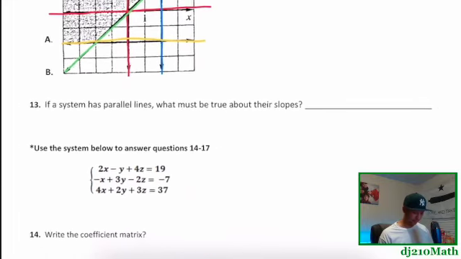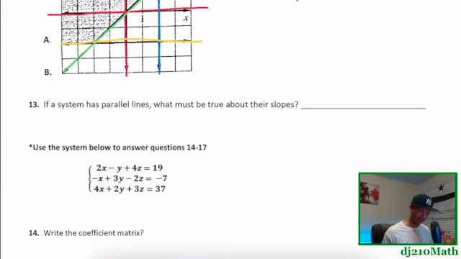Okay. If a system has parallel lines, what must be true about their slopes? Think back to geometry. Parallel means same slopes. Their slopes must be the same.